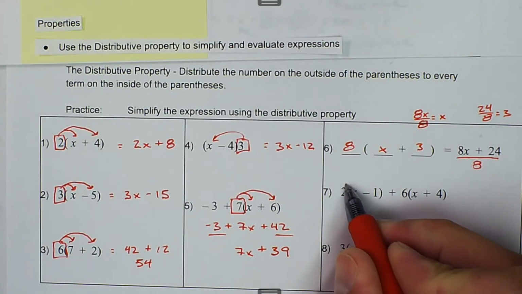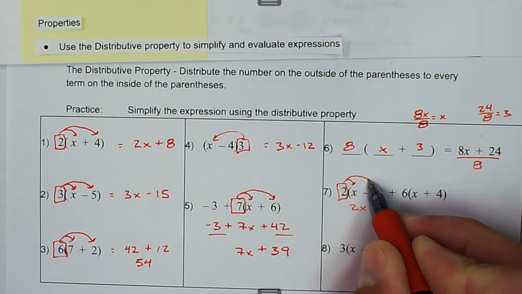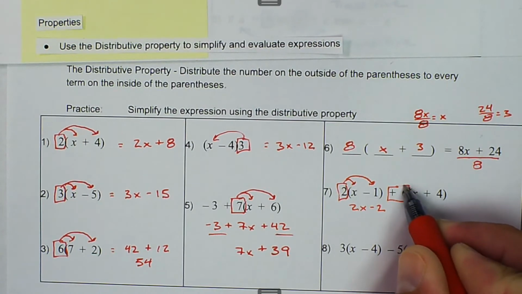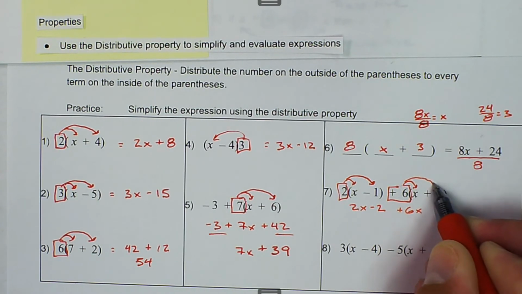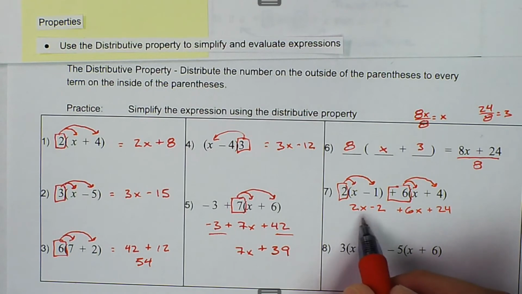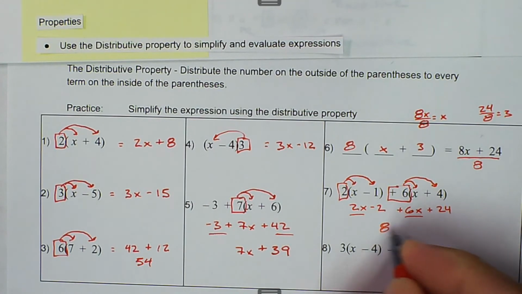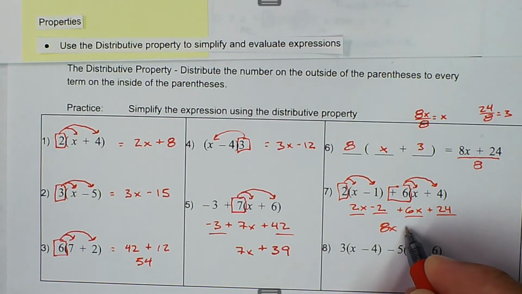The next one we can distribute is we can take the 2 times x is 2x, and 2 times negative 1 is negative 2. 6 times x is positive 6x, and 6 times 4 is positive 24. Now we have 2x terms, which is 2x and 6x, which is going to be equal to 8x. And then we have negative 2 and 24, and that is going to be equal to positive 22.